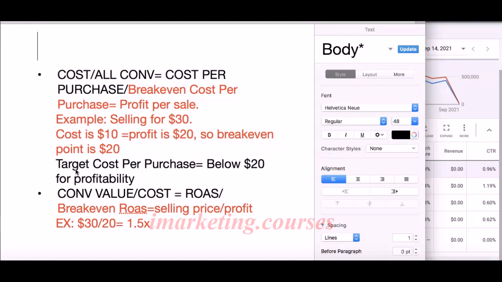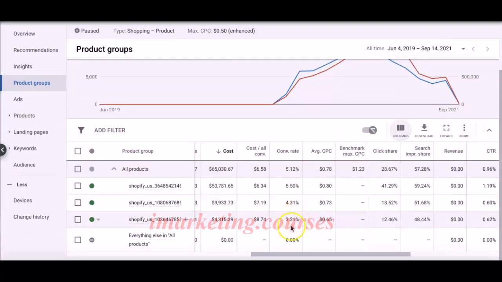Now, your conversion value divided by cost, we said, was your ROAS, your return on ad spend. To calculate your break-even ROAS, you take your selling price divided by your profit. So you would take $30, which is your selling price, divided by $20, which is your profit per sale, which equals 1.5x, which represents your break-even ROAS. So let me explain now when we're looking at the data.